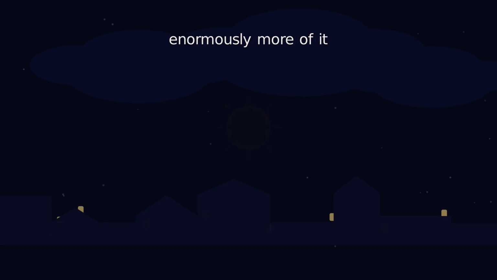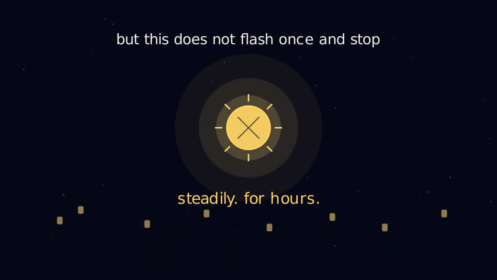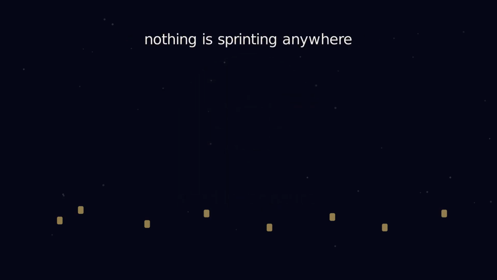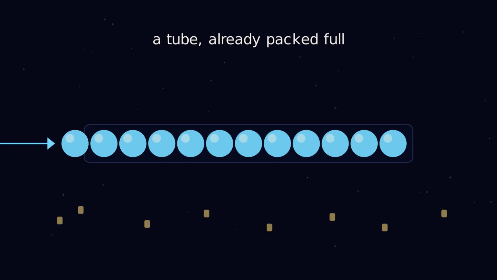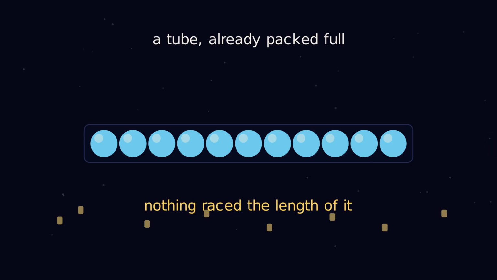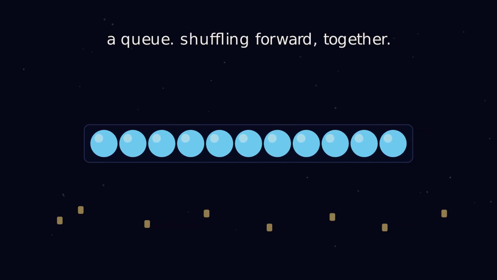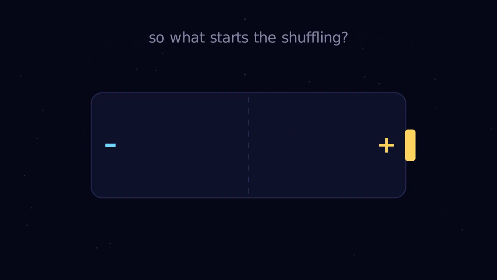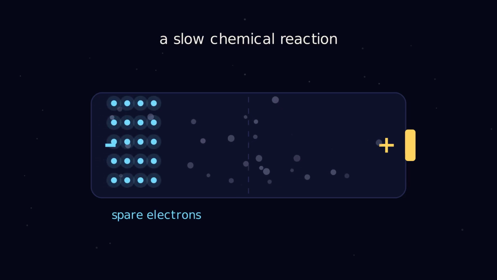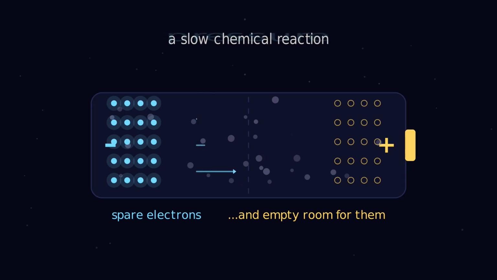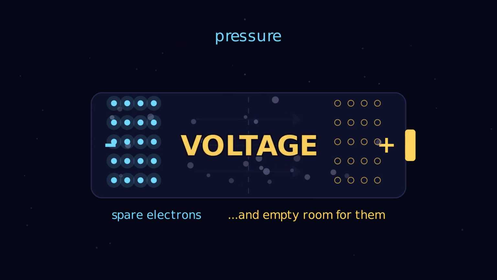But the bulb in your hand doesn't flash once and stop. It glows steadily for hours. Because inside a wire, nothing is sprinting anywhere. Picture a tube already packed full of marbles. Push one more in at this end, and one drops out the far end straight away. Nothing raced the length of it. It is a queue, shuffling forward, together. So what starts the shuffling? The battery. Inside that tube, a slow chemical reaction is piling up spare electrons at one end, and leaving the other end hungry for them. And that pressure, sitting there, waiting, that is voltage.